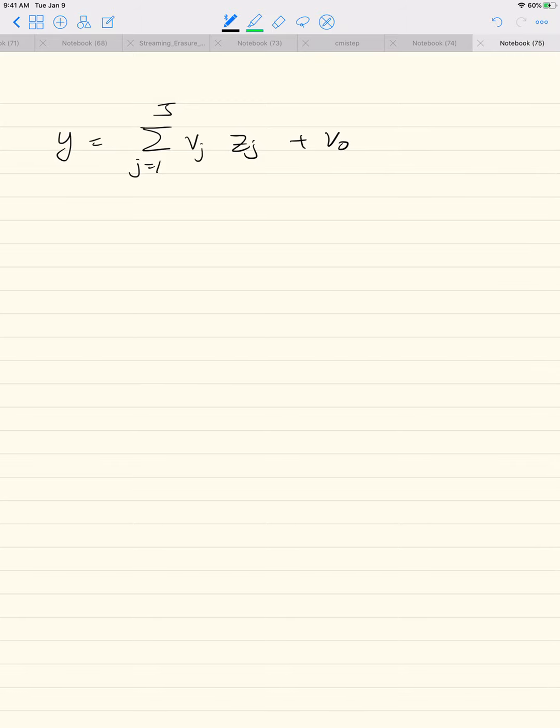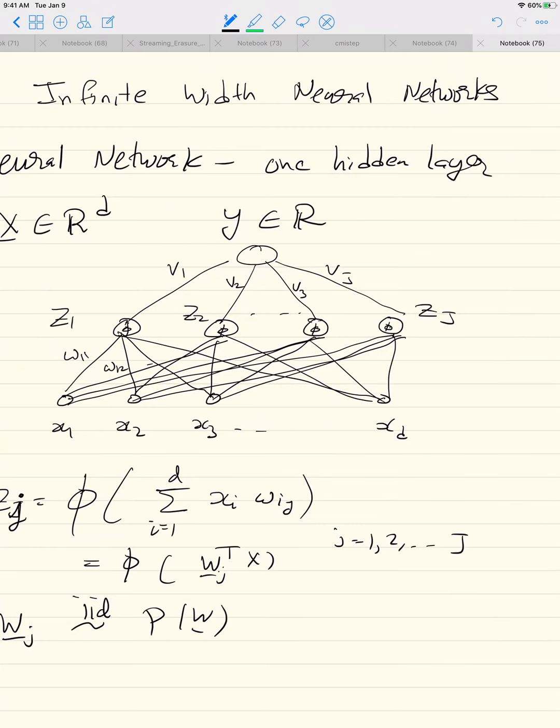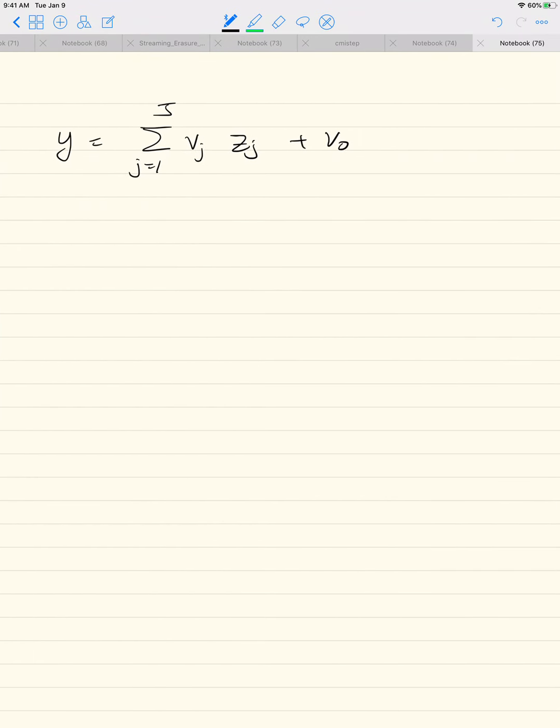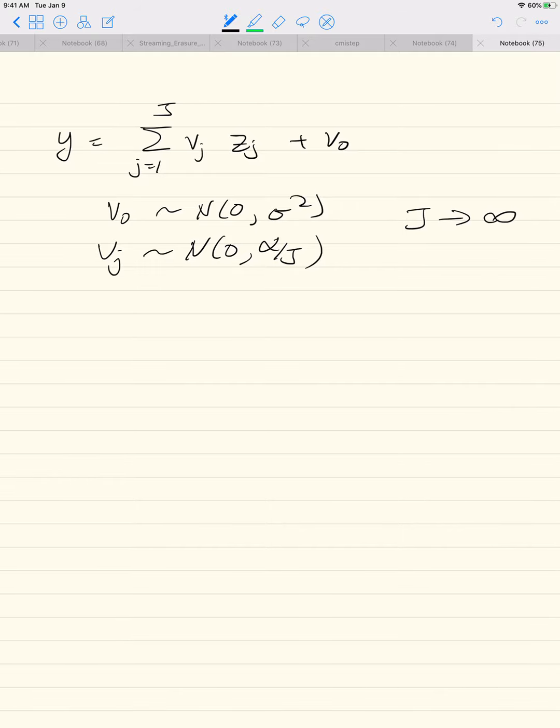So here the Vj's are the weights on the edges connecting the hidden layer to the output. V0 is some bias term. We'll assume V0 is Gaussian with variance sigma square, and the Vj's are Gaussians with zero mean and variance alpha over J. And we are interested in the case when J becomes very large.